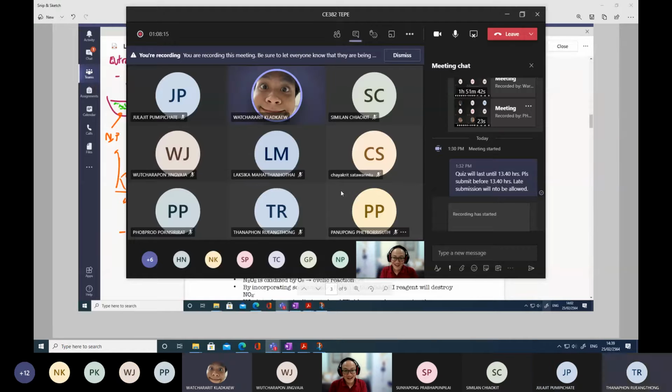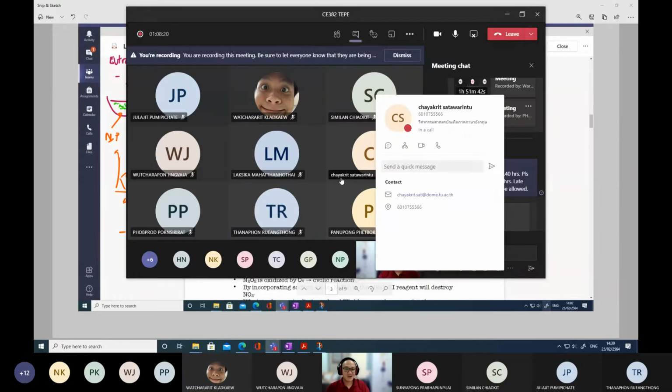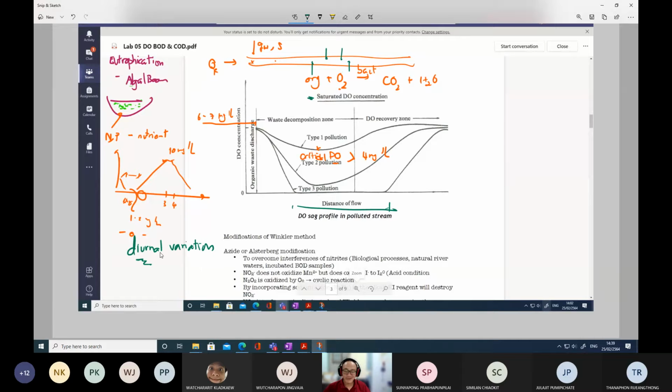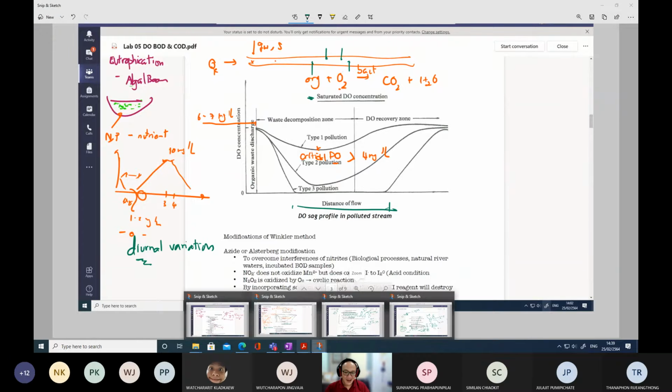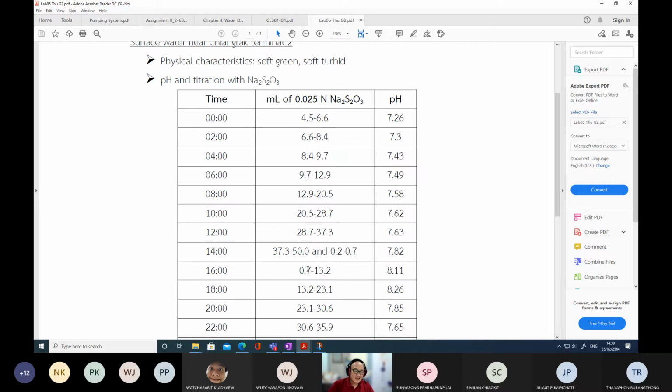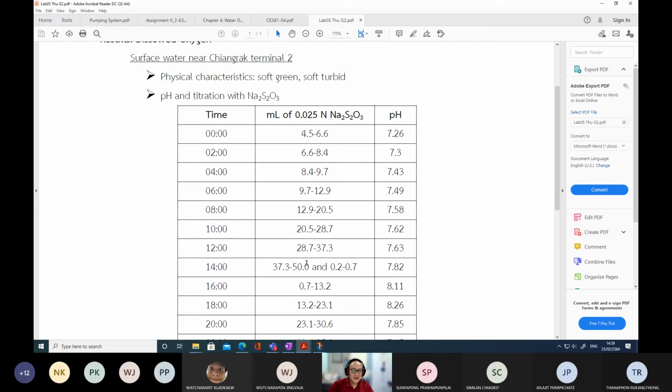During 24 hours variation, that is diurnal variation. During 24 hours, so you have to measure the diurnal variation, that is why the results come like this. If you have a look at the results, every 2 hours you are supposed to measure the dissolved oxygen by using the methods that I suggest.